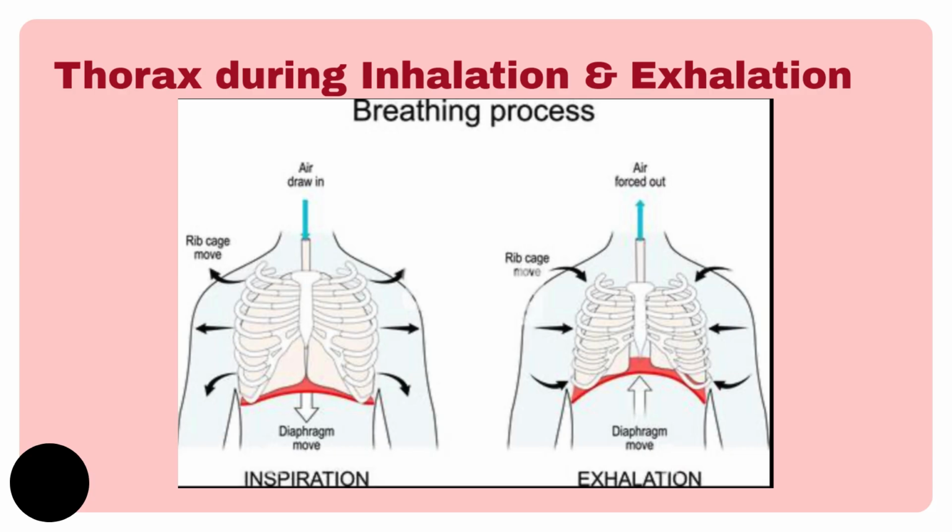Okay, so this is the thorax during inhalation and exhalation. It's very important to know the breathing process. When we inspire, air is drawn down into the lungs by a negative pressure that is created in the thorax. The diaphragm contracts and the rib cage moves out. And when we exhale, the air is forced out and the rib cage moves inward, depressing when the diaphragm also relaxes and goes back to its position and causes exhalation of the carbon dioxide.